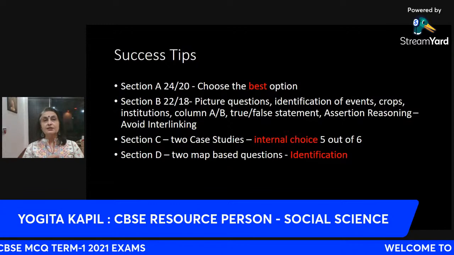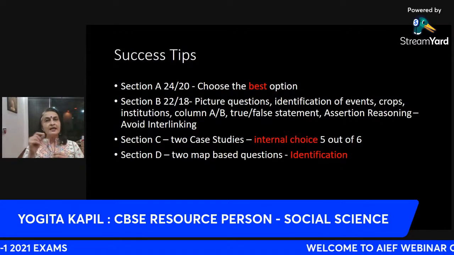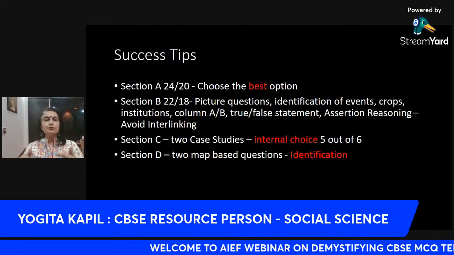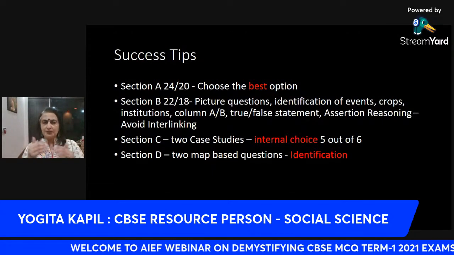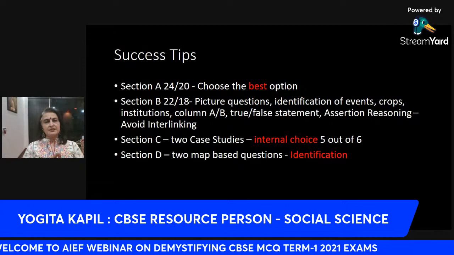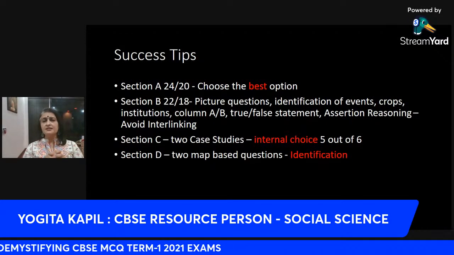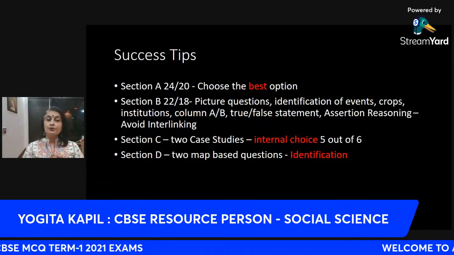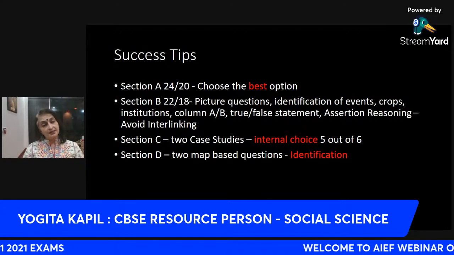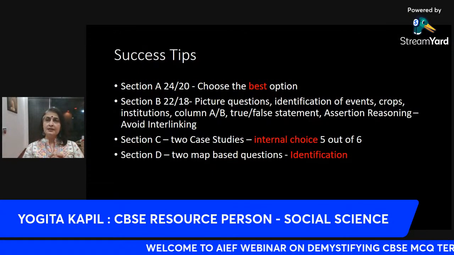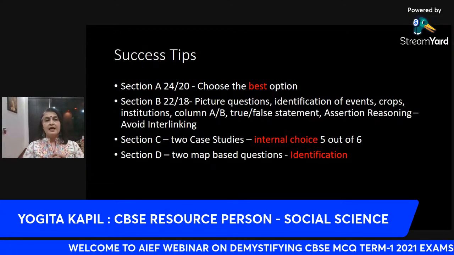So they may ask you: 1 and 2 are true, 1 and 2 are false, 1 is true and 2 is false. So any combination. True-false statements will be there, and you'll have to identify whether each is true or false. And then assertion reasoning questions will also be here. Now, children, assertion reasoning questions will be 6 in number.